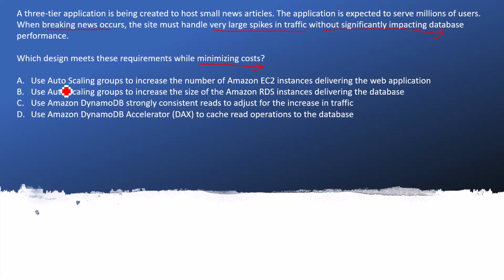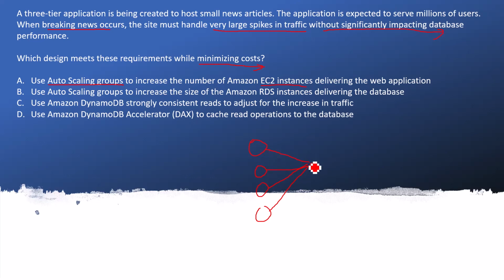First option says use auto scaling groups to increase the number of Amazon EC2 instances delivering the web application. The reason is that you can use the auto scaling group so that the number of EC2 instances increases and you can deliver the content easily. But if you are not doing anything with the database and all the EC2 instances are pointing to the same database, then it will be a problem. Users will face latency issues.